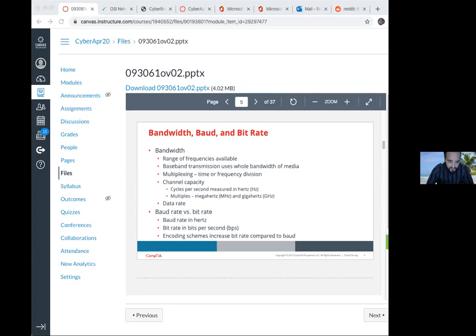So the bit rate, sometimes you'll see this as BPS. This is the amount of information that can be transmitted, measured in bits. So in order to transmit information efficiently, we might try to get that bit rate as high as we can.